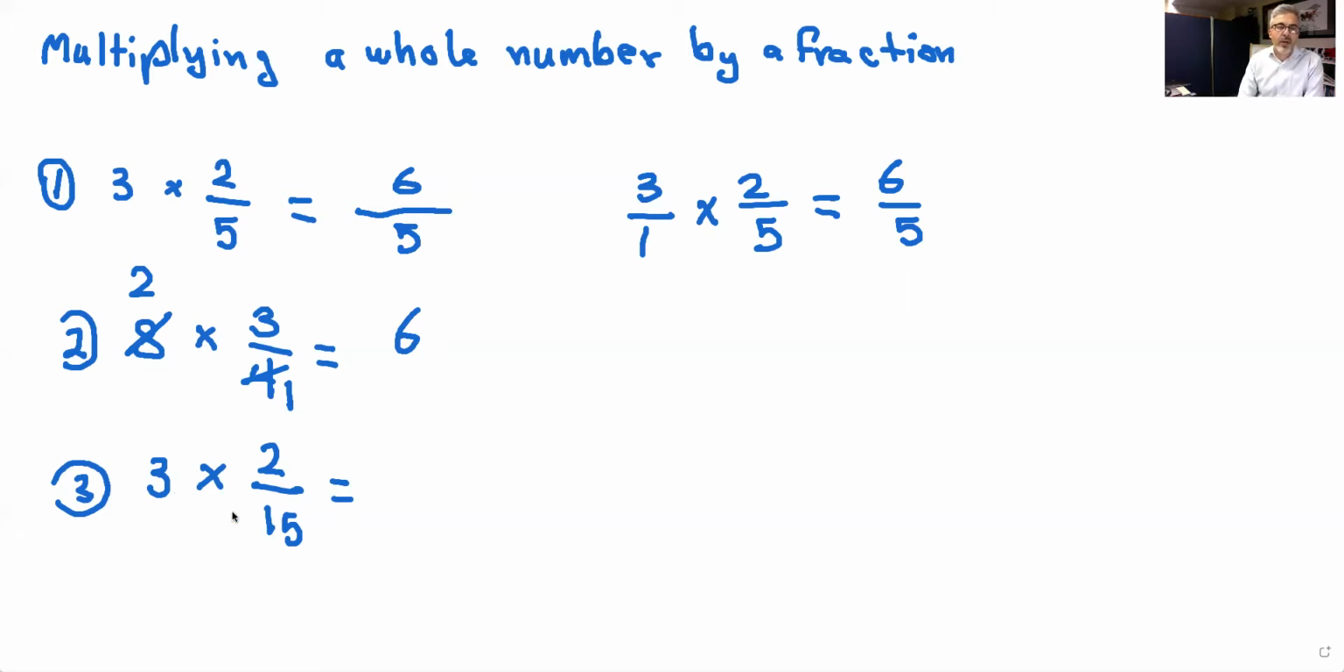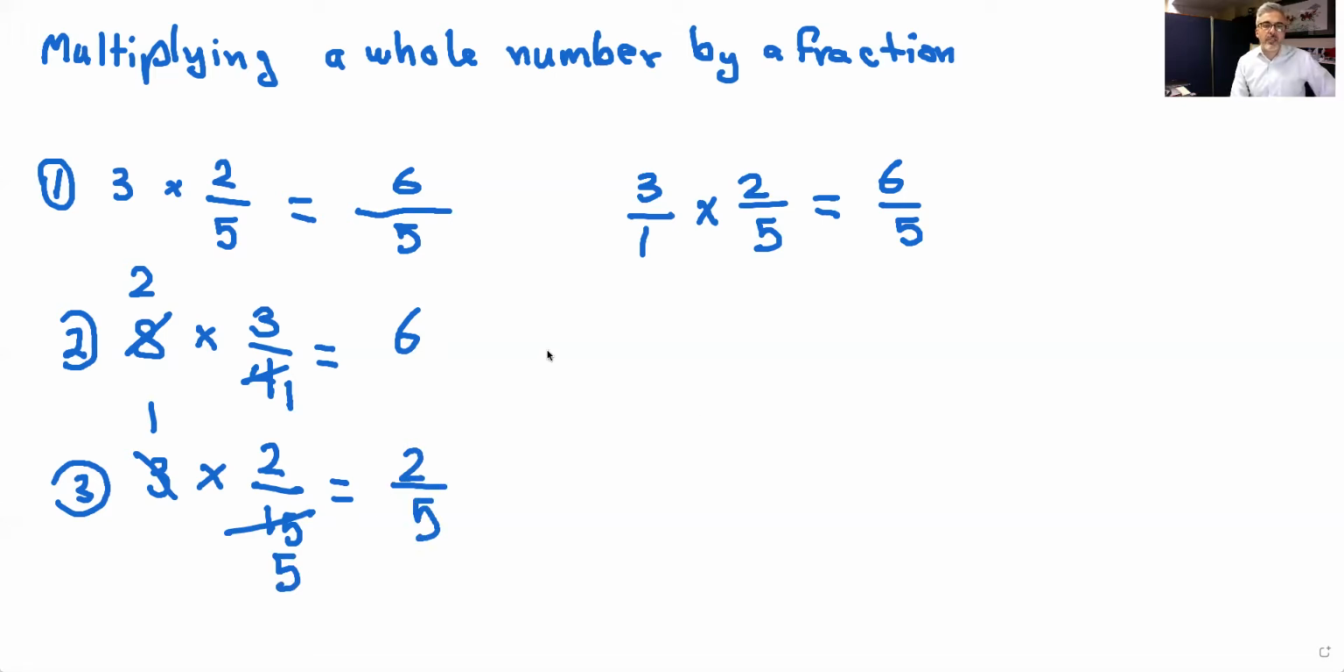How about this third one? Again, a whole number times a fraction. We always look at the whole number and the bottom of the fraction. Do they reduce? Yes, they do. 3 goes into itself once, it goes into 15 five times. And therefore, 1 times 2 is 2 on the top, and you still have the 5 on the bottom.